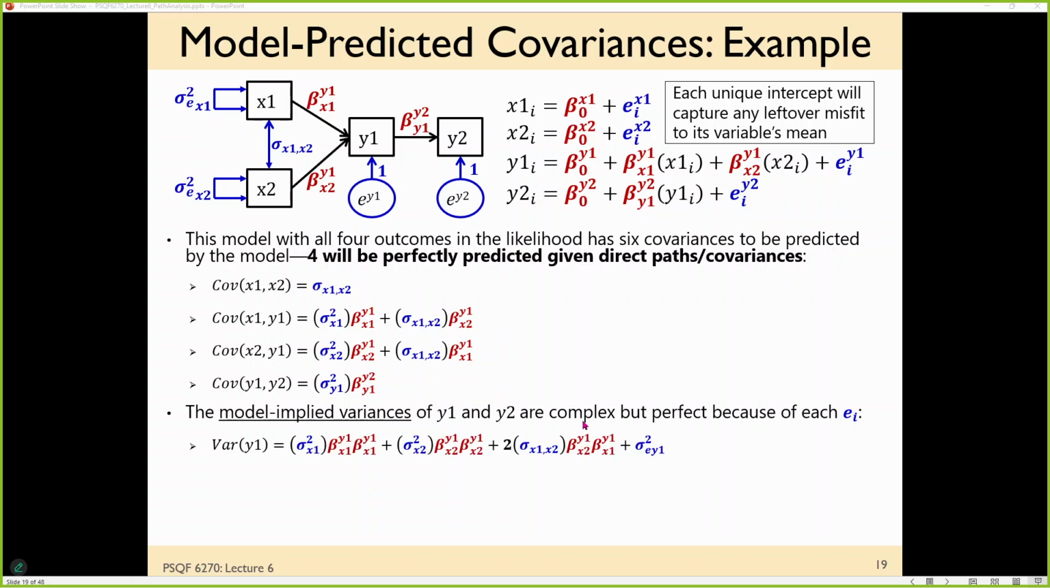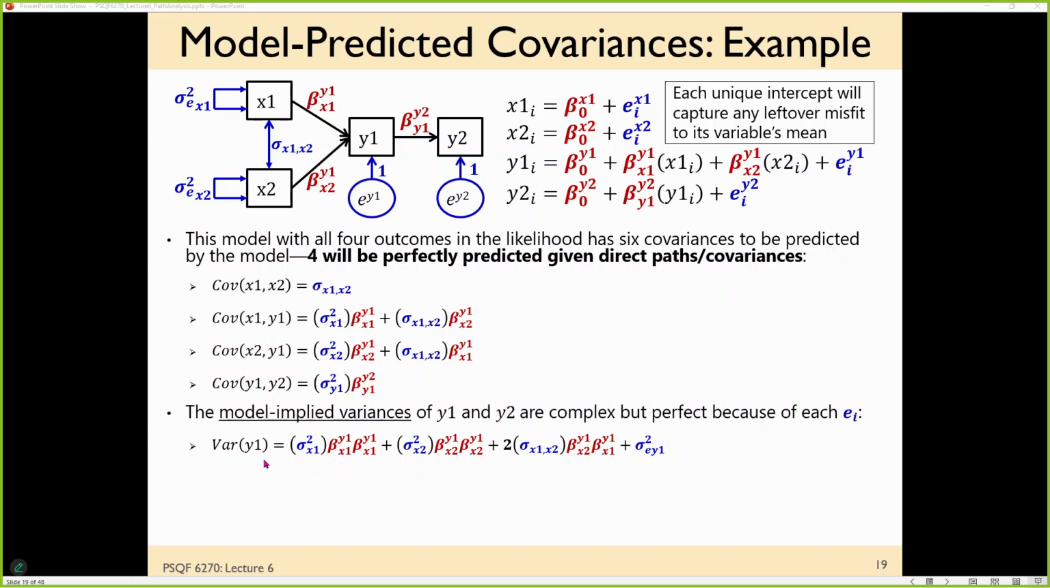Here are the model-implied variances. They're complicated, but they're going to be perfect because each of these has residual variance that's being estimated, and that number will fill in whatever gap remains between what is predicted and what the original variable had for its variance. It just plugs the hole. So y2, for instance, is going to have some predicted variance based on the fixed effects in red. The E variance that is estimated will then bring it up to whatever the total variance was for that variable to begin with. So as long as each variable has a separately estimated residual variance, that will be the case and it will be fine.